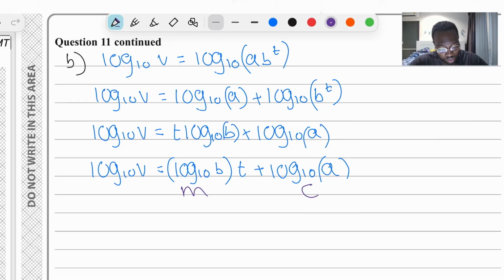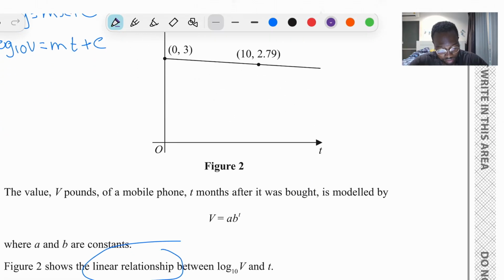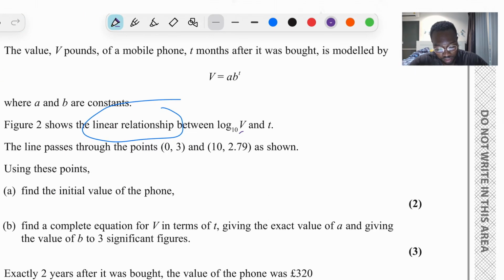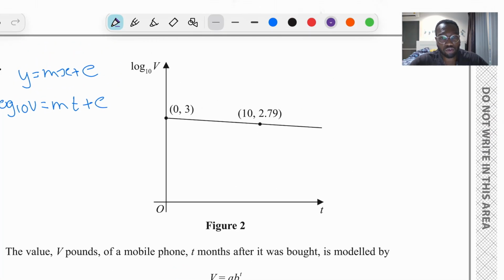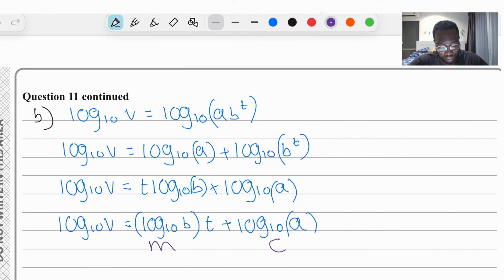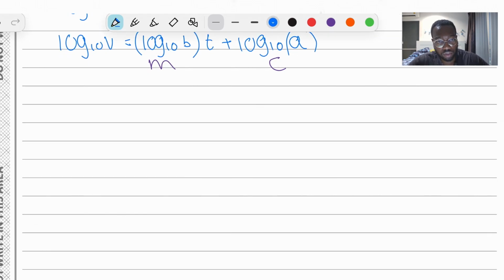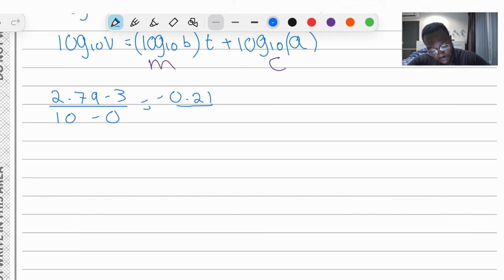Because in the question, we're told two things. We're told that the line passes through the points (0, 3) and (10, 2.79), and that is shown graphically as well there. So we can look at the gradient of that line, and it must be equal to log base 10 b, right? So if we look at the gradient using those points, that would be 2.79 minus 3, the change in y values, divided by 10 minus 0. Work that out, you get minus 0.21 over 10, and that gives me minus 0.021.